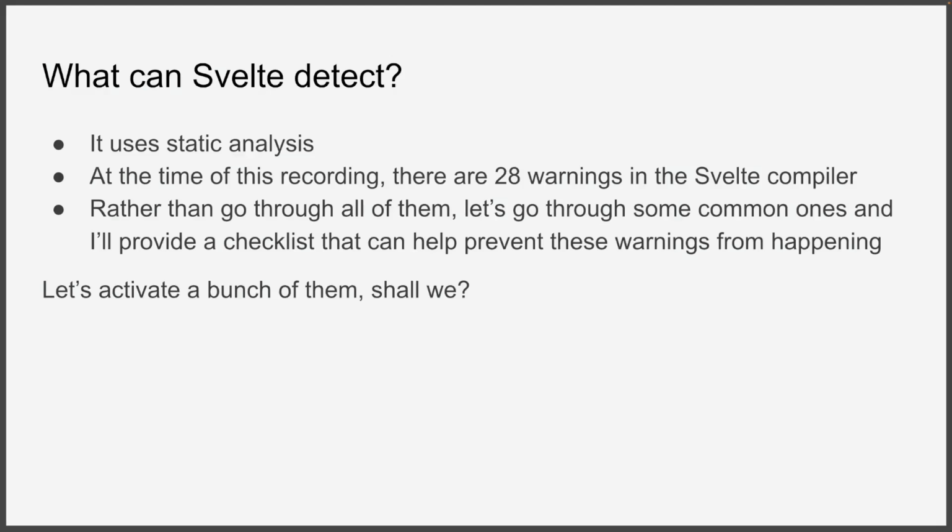So what can Svelte detect? Svelte uses static analysis. It looks at your file's code and it reads the code as is. And at the time of this recording, through static analysis, Svelte provides up to 28 warnings. And rather than go through all of them, let's go through some common ones and I'll provide a checklist for you. Okay, it's time to activate some warnings.